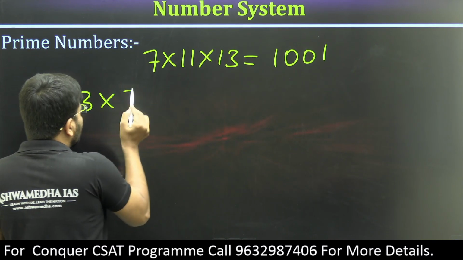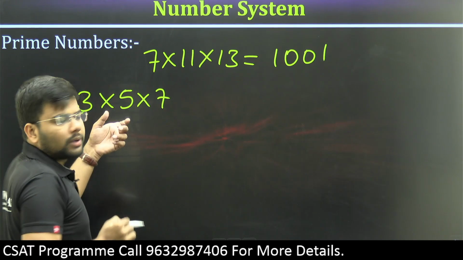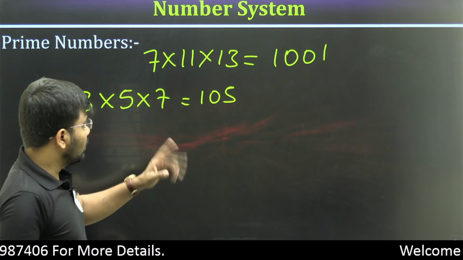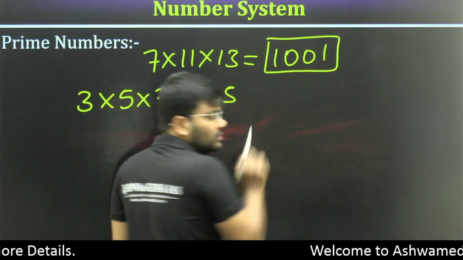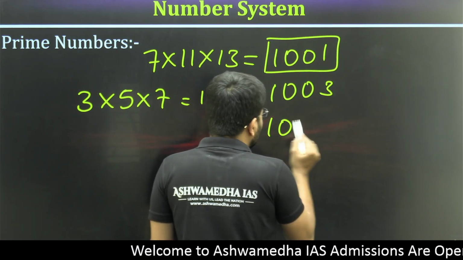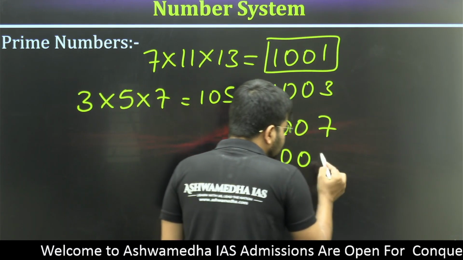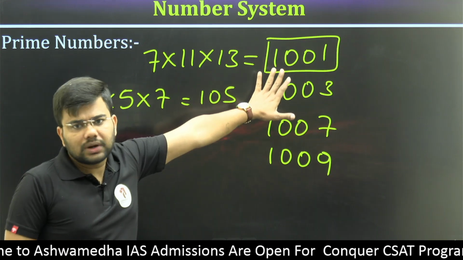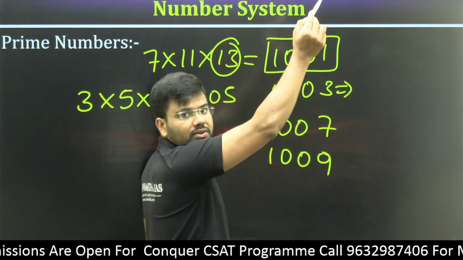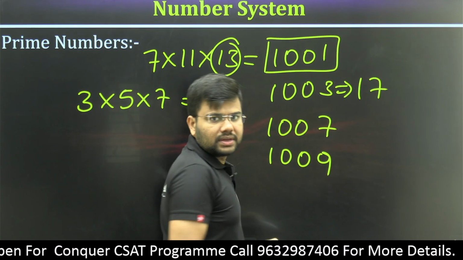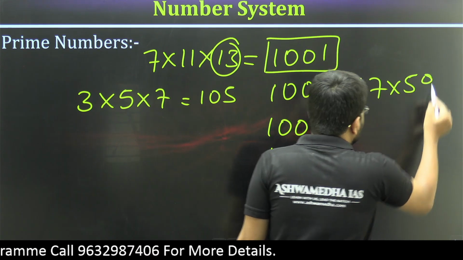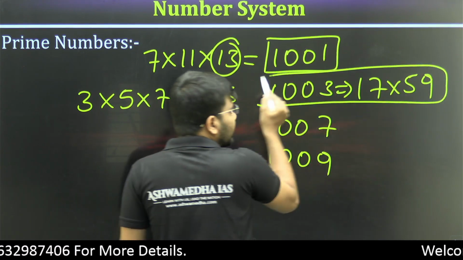Similarly, you should know the product of 3 into 5 into 7. This is not a problem at all because easily you can multiply, that is 105. Okay. Now, along with this 1001, you should know few other numbers, that is 1003, 1007 and 1009. Now, 1003 is not a prime number again. So, 1003 is equal to, after 13, what is the next prime number? Next prime number would be 17. If I multiply with 17, it's 59. That is, 1003 is the product of 17 into 59.